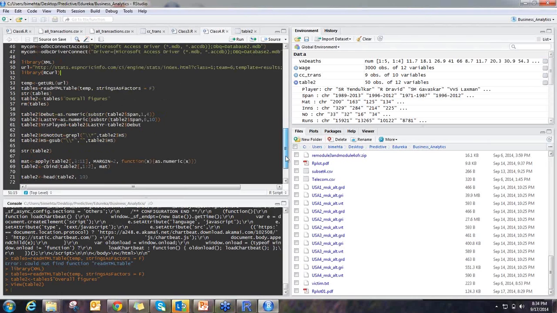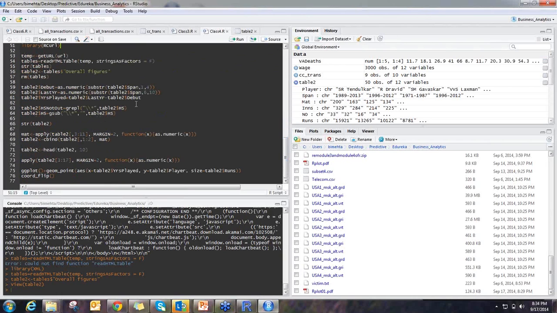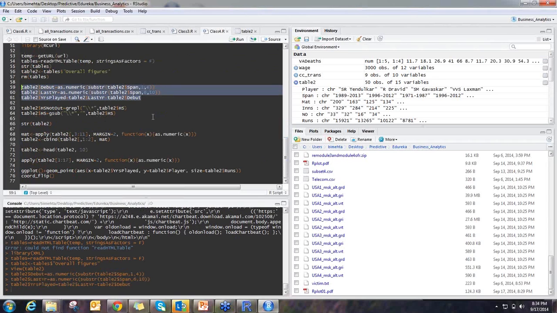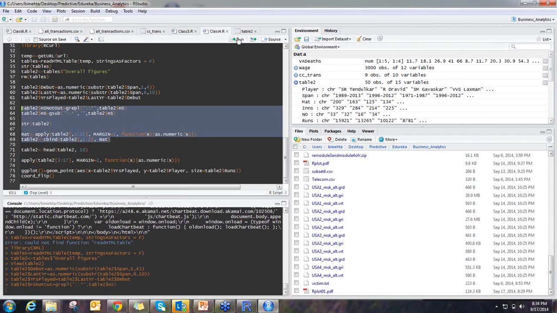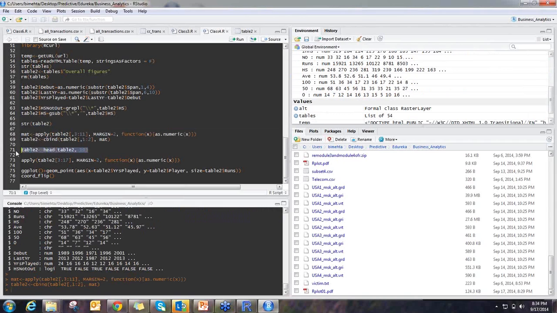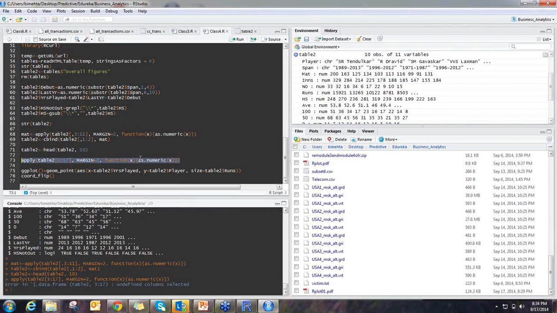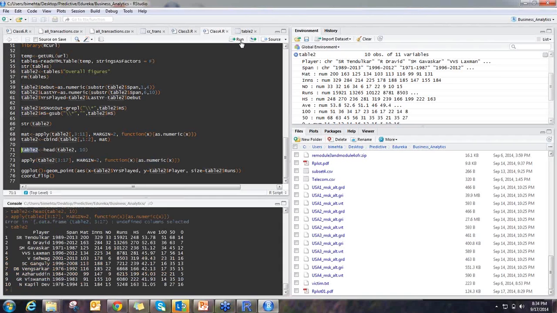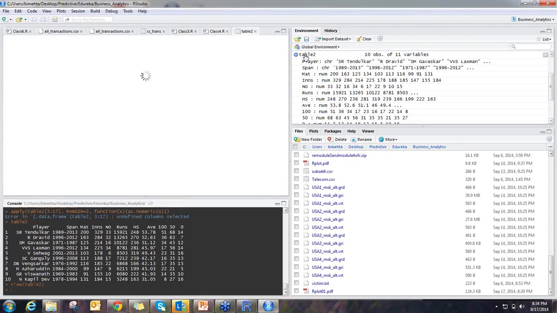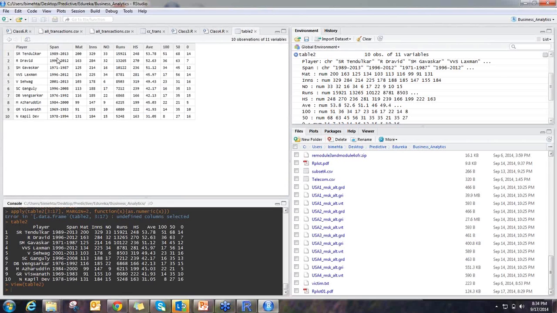So this is something that you can do. You can download data from a website. You can create plots out of that. Let's say I want to create a plot out of the overall figures, so I'll execute this statement. What you are looking at are different syntax of R. So this is my table 2, which is cleaned up now.